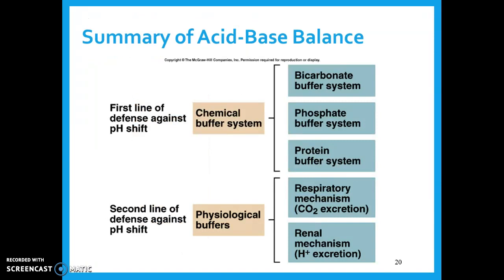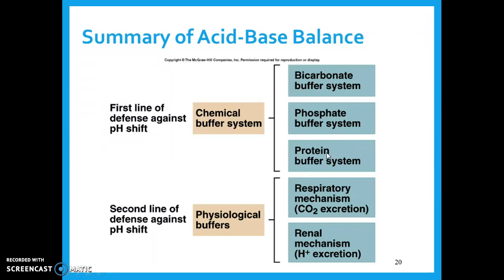All right, so that is our summary of the acid-base balances. It says our first line of defense against pH shift. pH shift means that our pH is getting out of that normal range. It should be 7.4, but when it starts to shift too high or too low, first line of defense is we have chemical buffers, so bicarbonate ions and phosphate buffer systems and protein buffer systems. All of those are going to help move it back to where it should be.